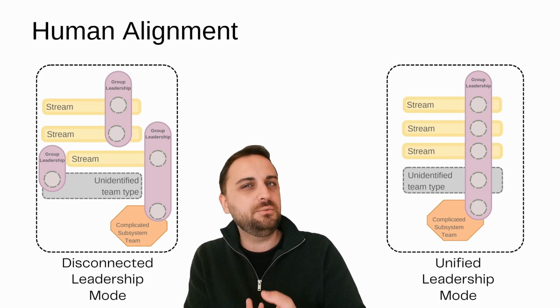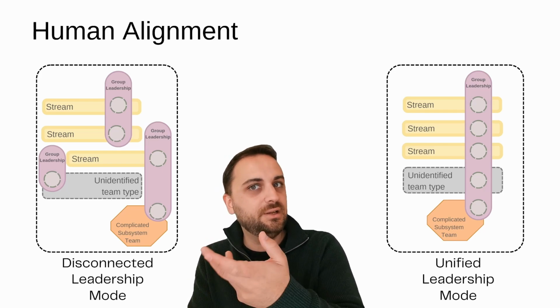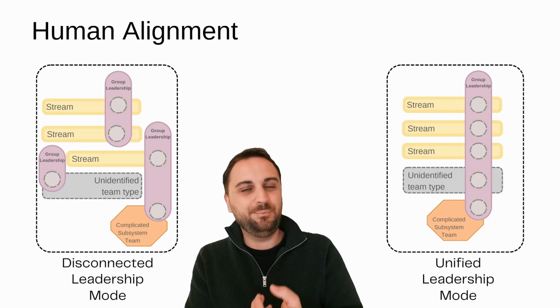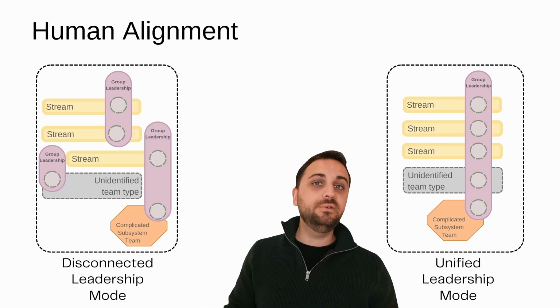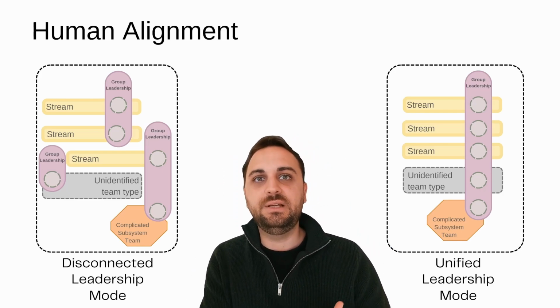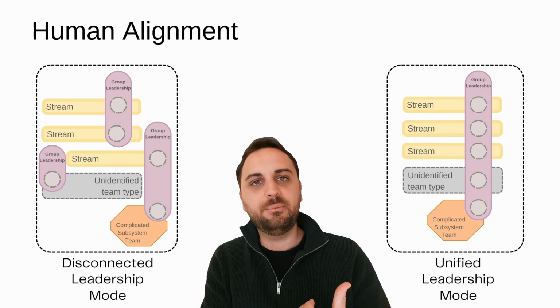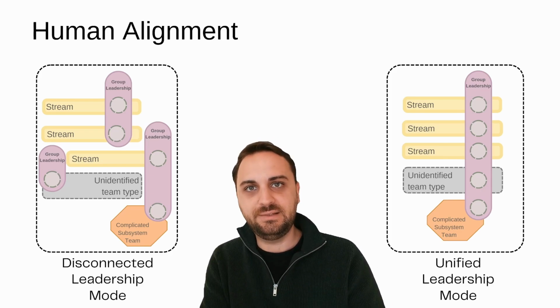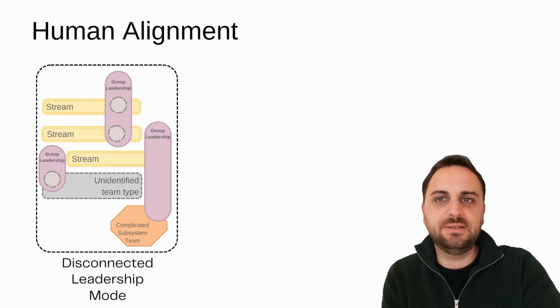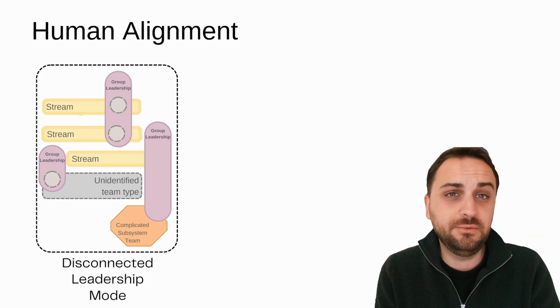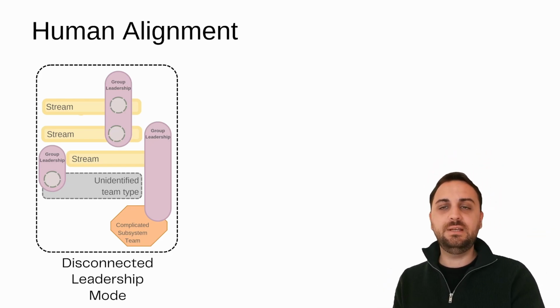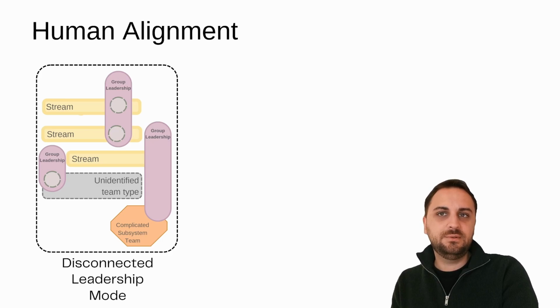There's no actual group. Just because I call it a group and I have group leadership doesn't mean it functions as one. Over here, unified leadership mode, now it works because I have somebody from each group representing the combined goals of that team. So let's take a look at that disconnected just to make that a little clearer. I want to peel back those teams and look at the individuals in those teams. What are the individuals in those teams doing, right? So you have streams, group leadership.